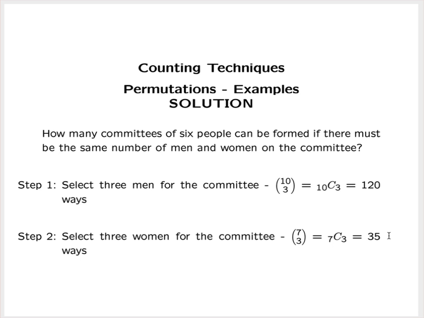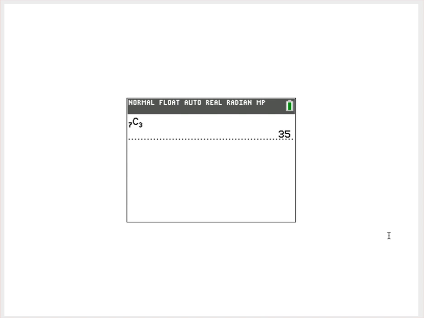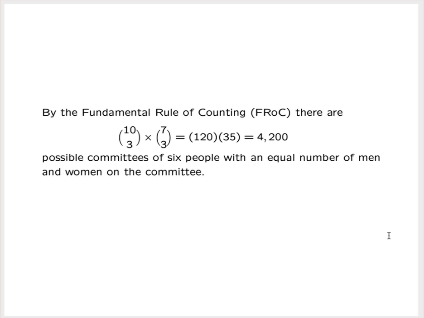Okay, so this shows the 120. This shows the 35. And so then by the fundamental rule of counting, there are 4,200 possible committees of 6 people with an equal number of men and women on the committee.